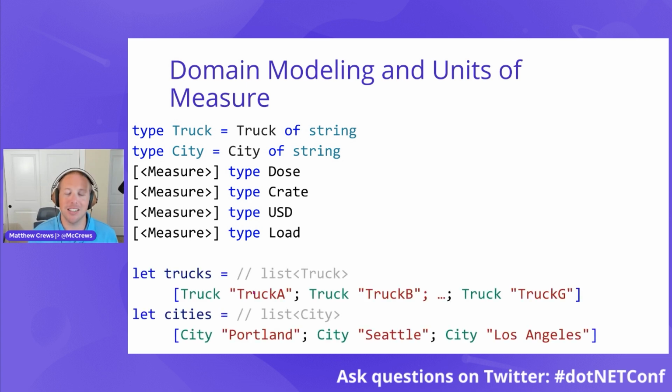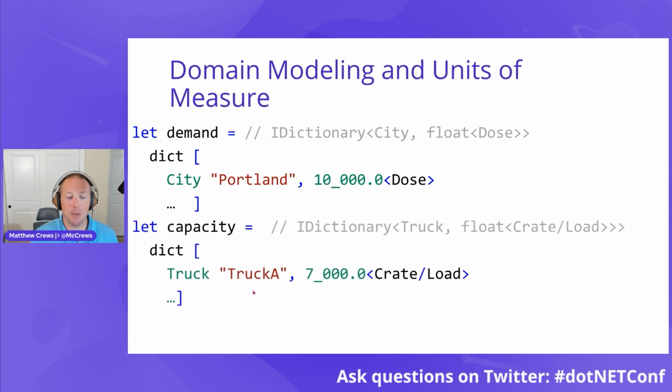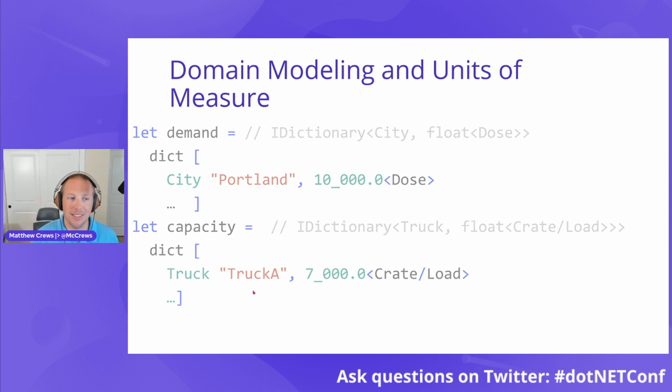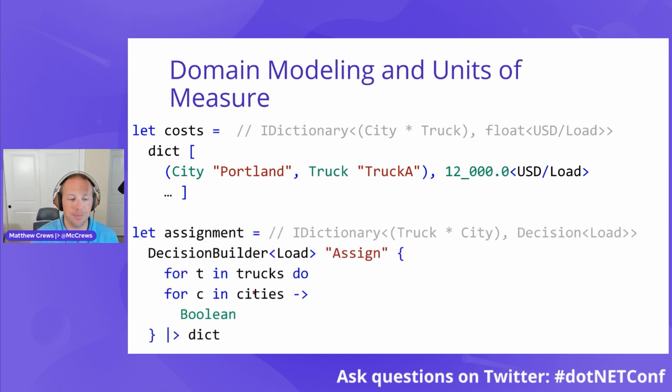So now trucks, instead of being a list of string, is a list of truck. And cities is now a list of city. My demand is now a dictionary where the key is a city and the value is a float, but that float is in units of dose. Capacity is, again, a dictionary keyed by truck, but now the value is a float in units of crate per load. Costs, where I have for a given city, for a given truck, here's the cost, but now it's in terms of US dollars per load. And I'm going to annotate my decisions. My decisions are now in units of load.